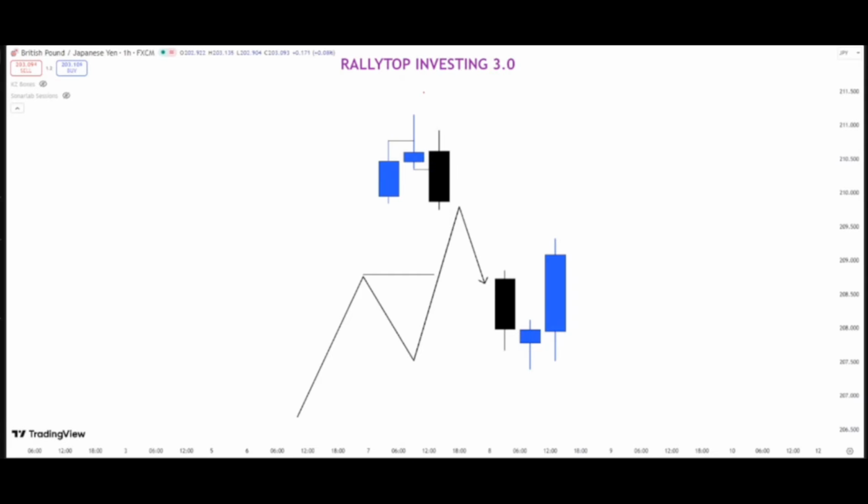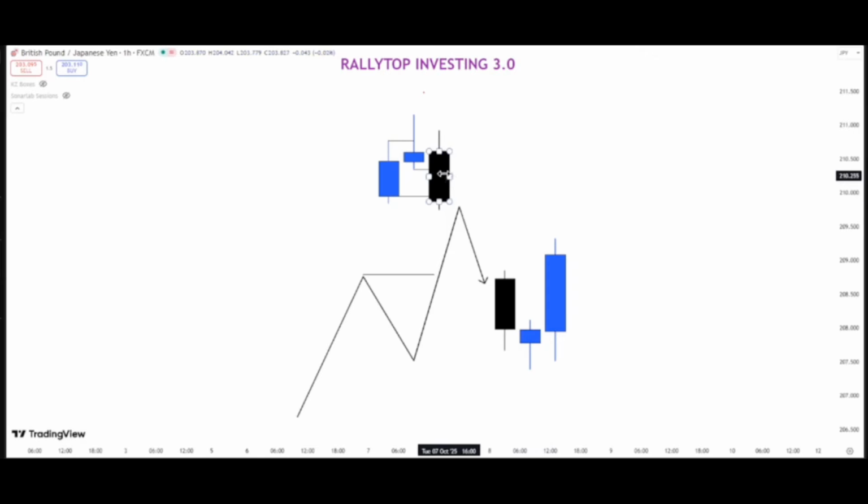Now, number 3 rule is that this third candle also has to close below the opening of this first candle, which is a bullish candle. These are the 3 important rules that must happen before you pull the trigger. Otherwise, you'll be exposing your capital to risk.